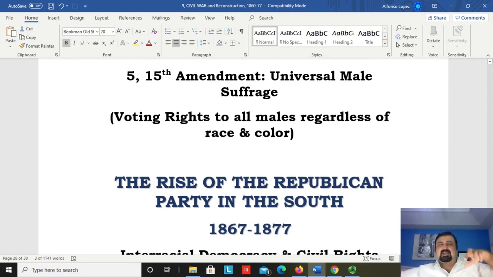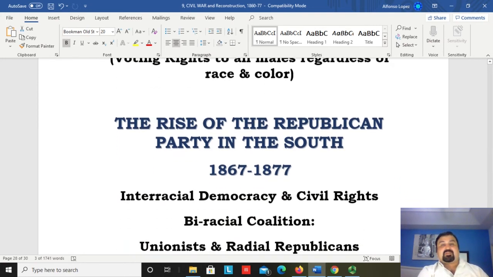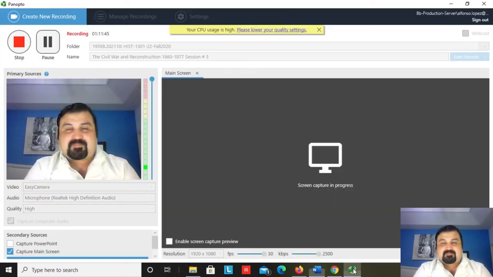And also, at this point, during the second Reconstruction process, Congressional Reconstruction, Congress passed the 15th Amendment just to make sure that in the U.S. Constitution there's going to be universal male suffrage, that there will be voting rights for all males regardless of race and color. So they even amended the U.S. Constitution during Reconstruction to make sure that all males, regardless of race and color, will enjoy the right to vote. Okay, so that's extremely important.